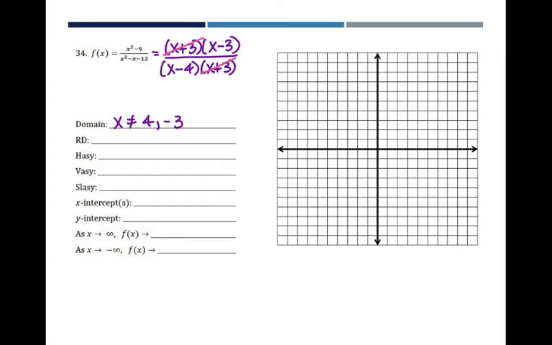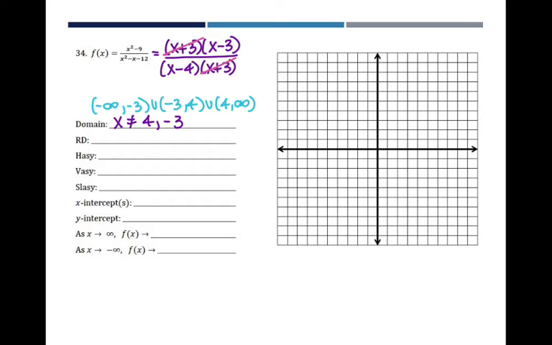So again, interval notation, I'm just going to pull out that negative 3 and 4. So it has to go in numerical order. So negative infinity to negative 3, negative 3 to 4, and 4 to infinity. RD is for the hole. Your x-coordinate of the hole will come from the canceled out factor.